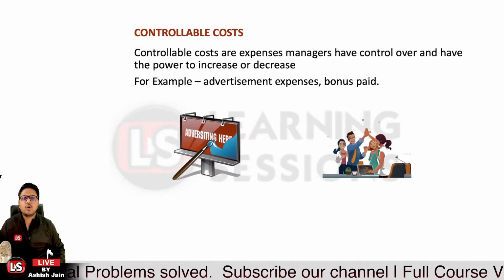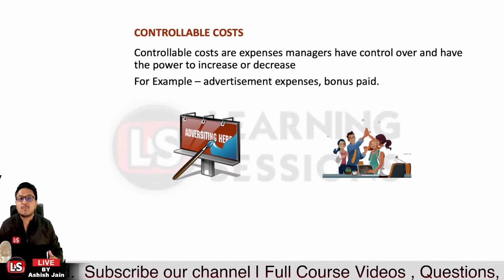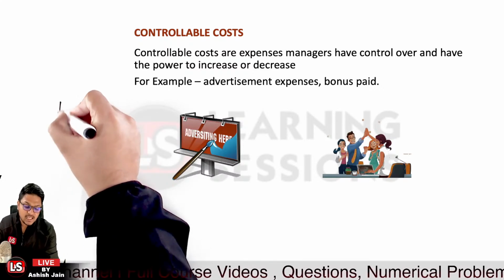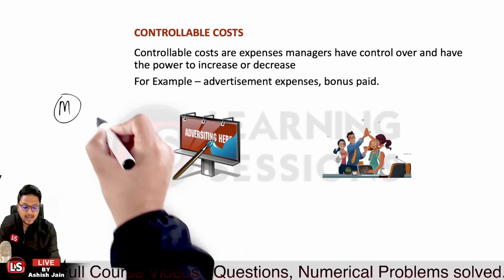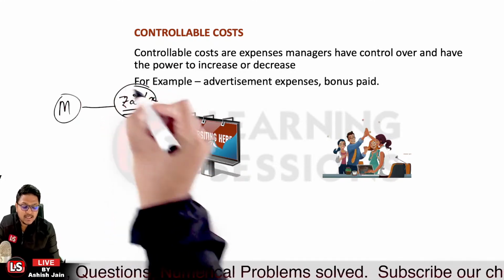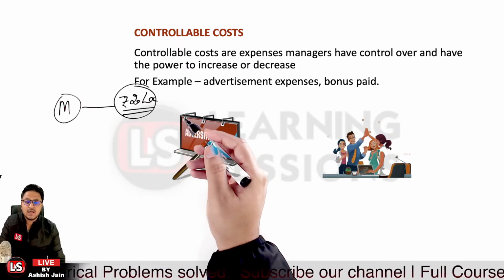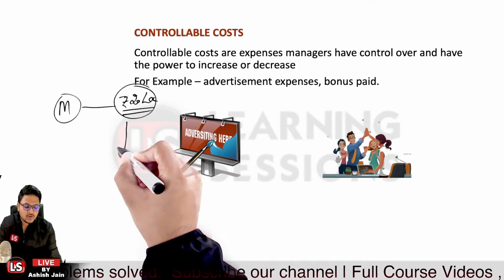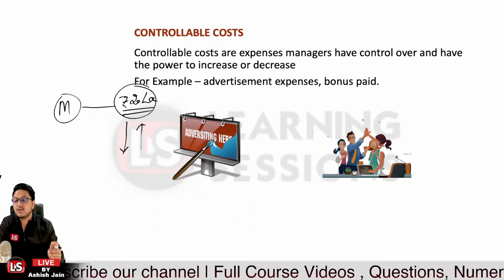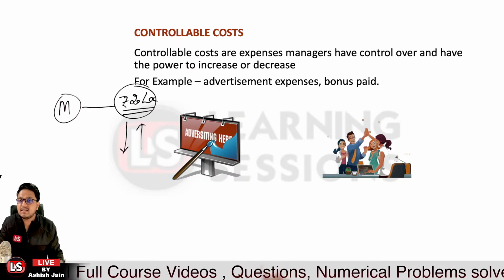Next is related to controllable cost. Controllable costs are those costs which are under your possession, which you can control at your will. Let's say manager ABC is there, and the company was spending rupees 20 lakh per month on advertisement. It is at the will of the manager if they want to retain the same cost, reduce the cost, or increase the advertising cost. Because it is in the controlled position, the manager can alter the expenses on the advertising.